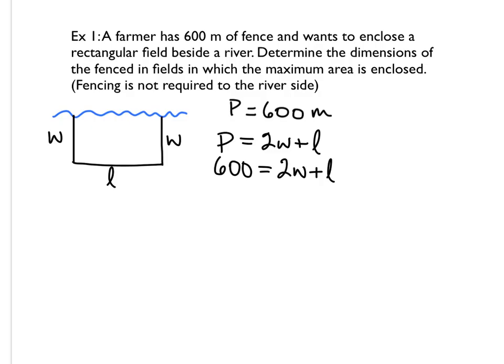And we want to maximize the area. So the area would be length times width. Now we have two equations, and really three variables here, but two variables in essence. So let's solve for one of our variables. L is an easy one to solve for. L we can say is 600 minus 2w.